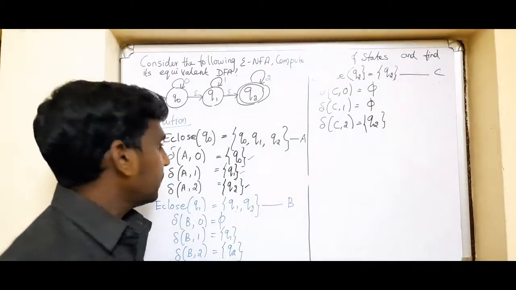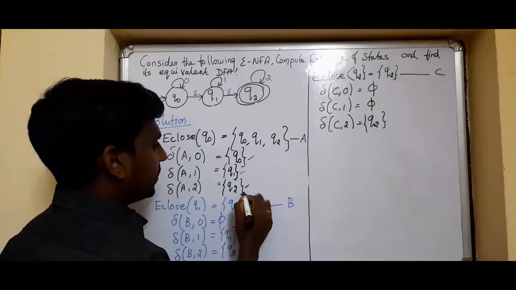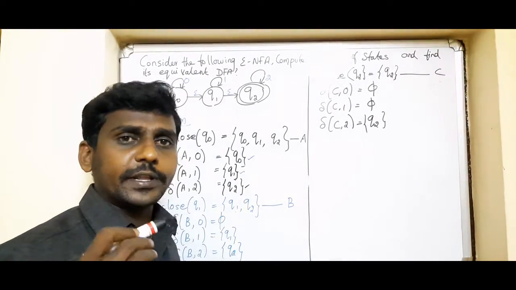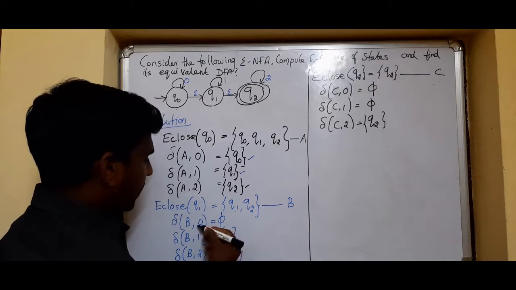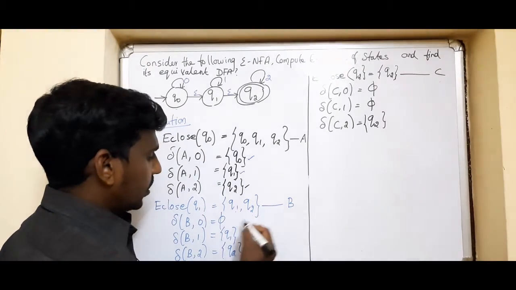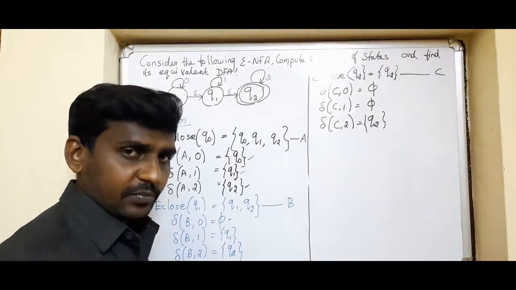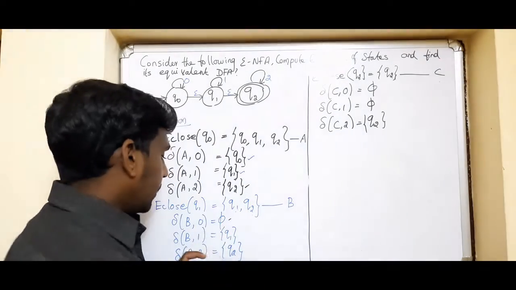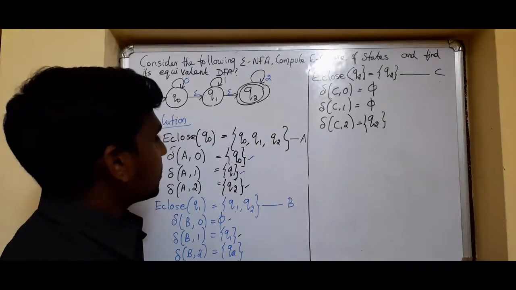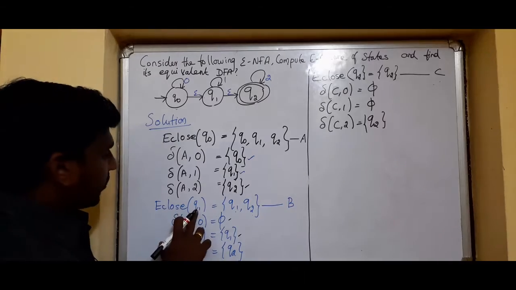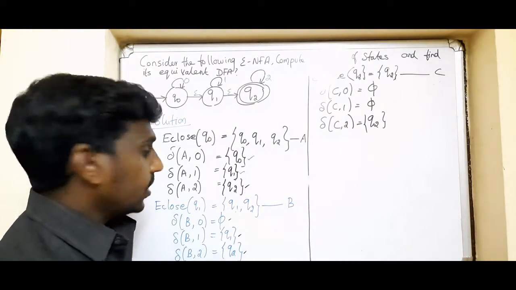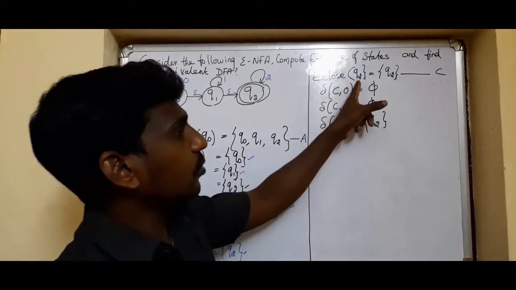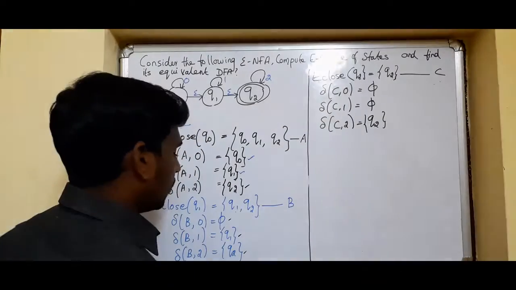Okay, so just remember, this I found, this I found, this I found. That's why I told you to take a pencil and mark it. Now I have to check B comma 0, B comma 1, B comma 2, not this one, because this is empty. And Q1, I check whether E closure of Q1 is already found, yes, so we can leave it. Then Q2, E closure of Q2 is already found, so we can leave it.